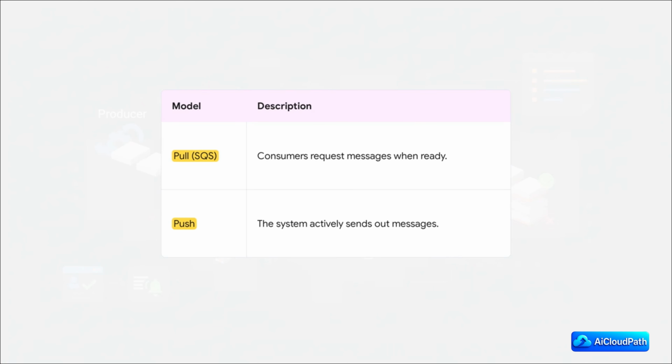Now, that pull-based model is a really key distinction. SQS doesn't actively push messages out to its consumers. Instead, the consumers are the ones in charge. They actively reach out and pull messages from the queue, but only when they have the capacity to process them. This is amazing because it prevents your workers from ever getting overwhelmed. They get to set their own pace.